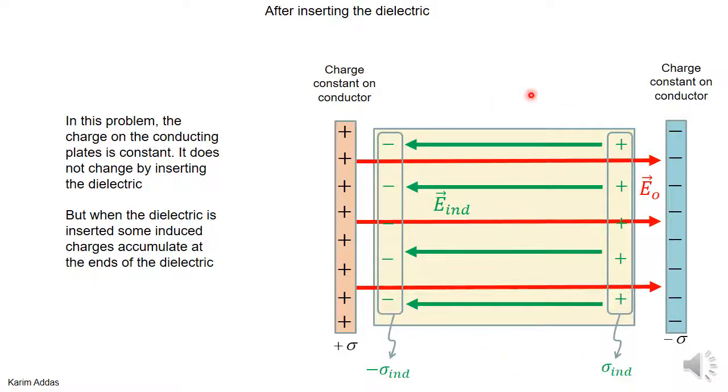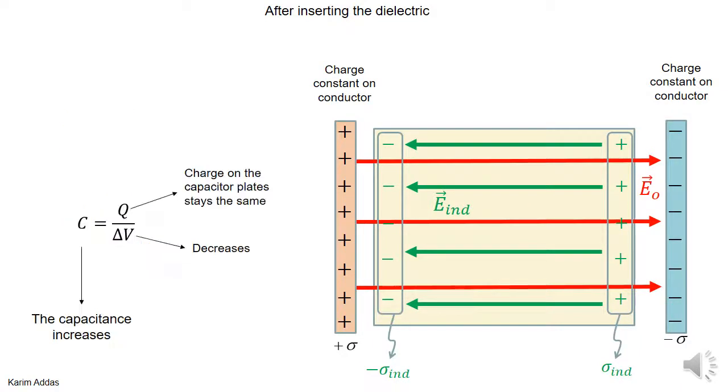The net effect is this, that you get a reduction in the electric field inside the material. So since the electric field has decreased, then the potential difference decreases. And the charge on the capacitor plates, the conductors, stays the same because we never connect these conductors to any kind of circuit or anything. So during the insertion process, this conductor and this conductor keep their charge. So Q stays the same.